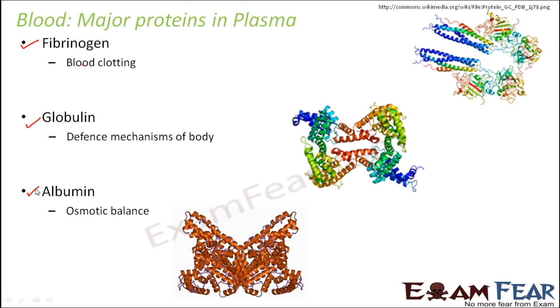So these are some of the major proteins which are often termed as plasma proteins. The three important plasma proteins are fibrinogen, globulin and albumin. Here in the picture you can actually see their respective structures. This is the structure of fibrinogen, this is the structure of globulin, and this one is albumin. Now as you know, there is no point talking about the structure because the protein structures are always complex.